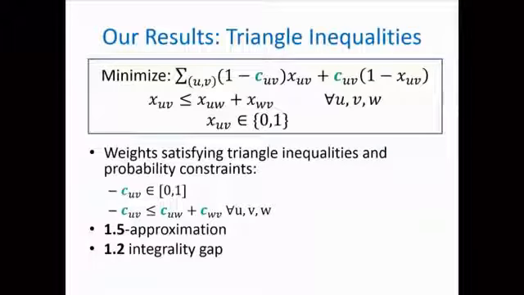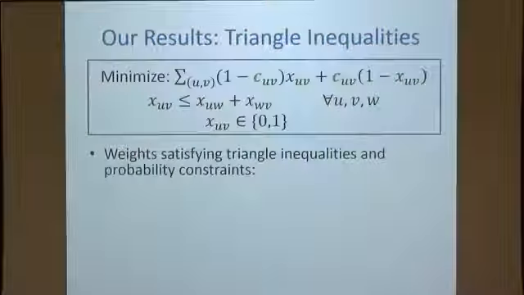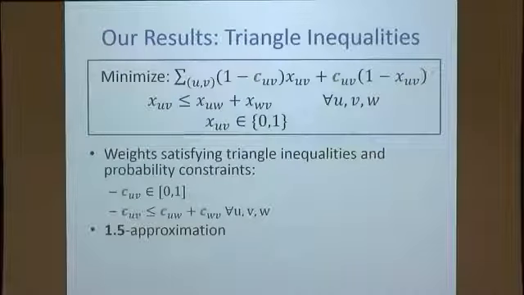In the special case when these c_uv, which you should really think of as some empirical distances, satisfy triangle inequalities, it's natural to assume that they might, as empirical distances. In this case, you get a better approximation. We get a 1.5 approximation using some different, carefully chosen rounding functions, not the one that I had before. And the integrality gap for the triangle inequalities case is 1.2.